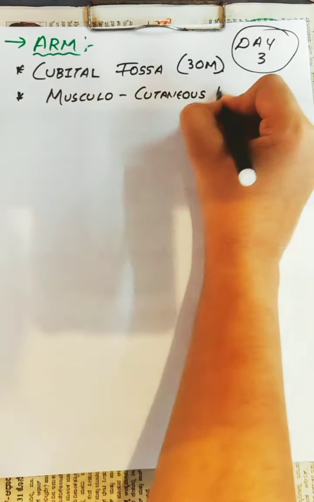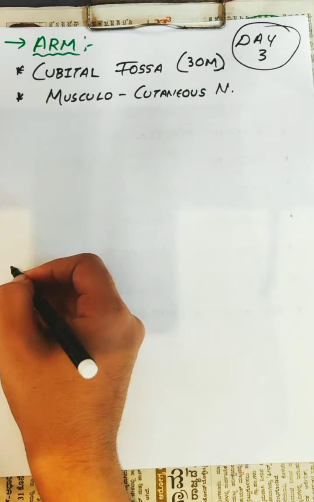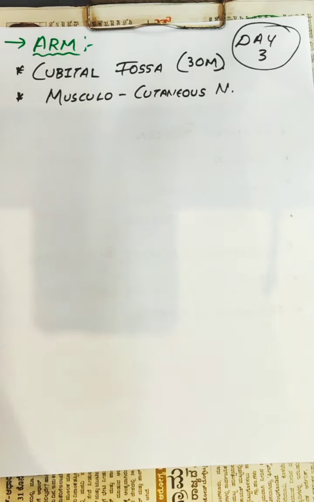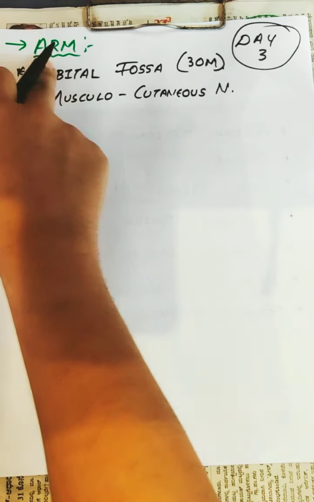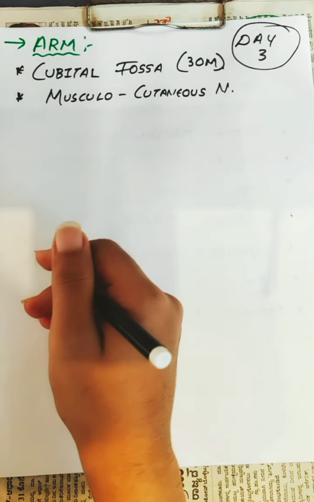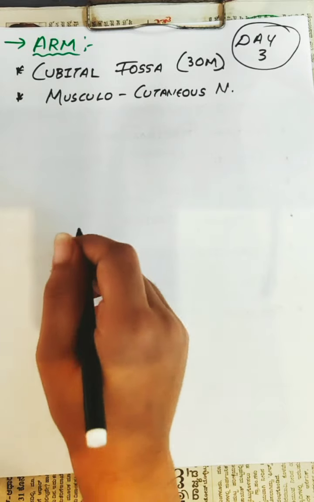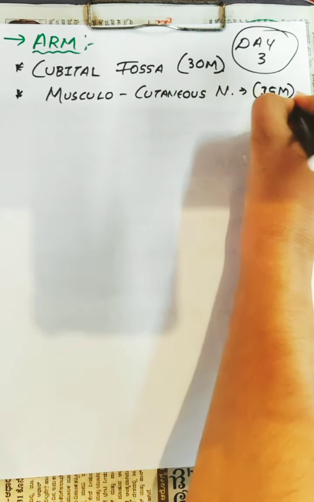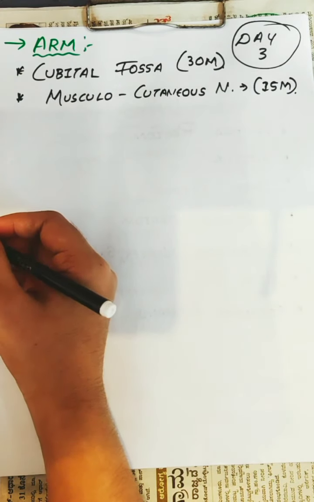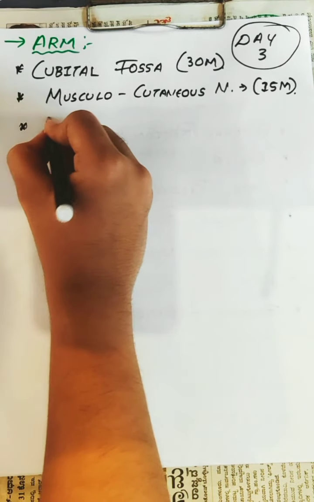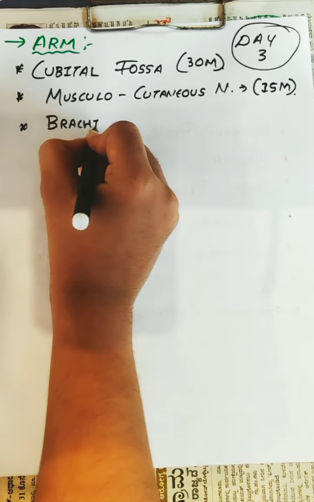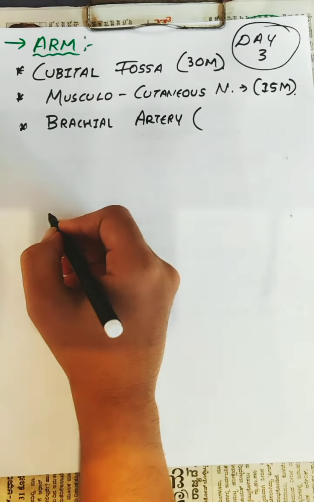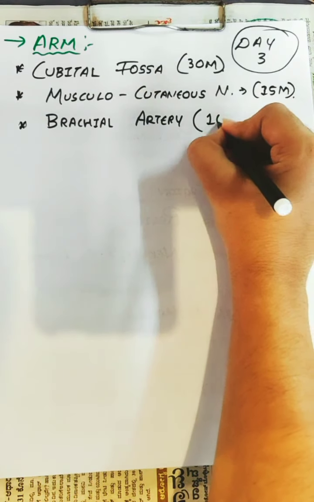Musculocutaneous nerve is an important question. Not that important, but still to study. They might ask this for around 3 marks or 5 marks. Cubital fossa is important. They might ask it for 5 marks or 3 marks, not for 10 marks. Try to complete musculocutaneous nerve within 15 minutes. The third question is the brachial artery. Try to complete this topic within 10 minutes.